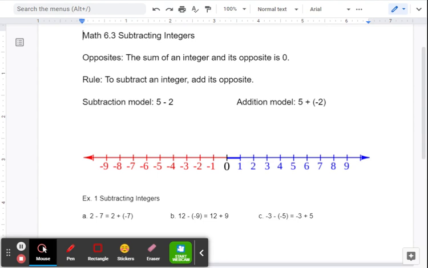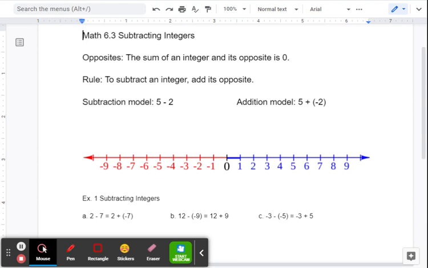The addition model of that, adding its opposite, would be 5 plus -2. We get that same answer of +3. So if we're on the number line and we have 5 minus 2, we go to the left, because when you subtract, you go to the left, and we get to that 3.